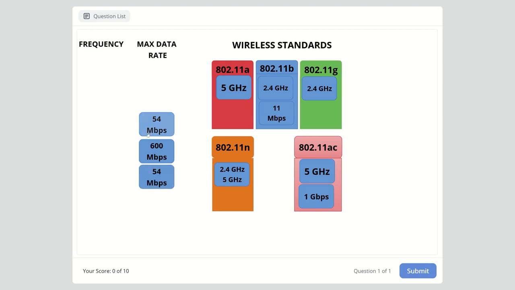Again, we have 2 wireless standards that support 54, and which are they? The first one is A, and let's first choose the 600. Which one do you think, N or G? Yeah, it is N, guys. N supports 600, and G supports 54.